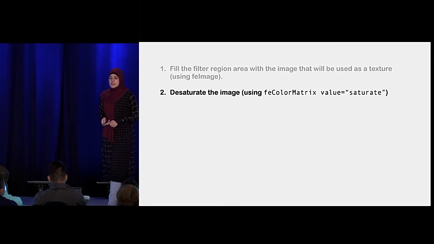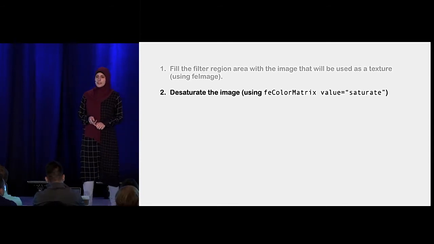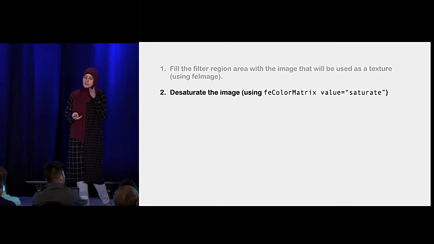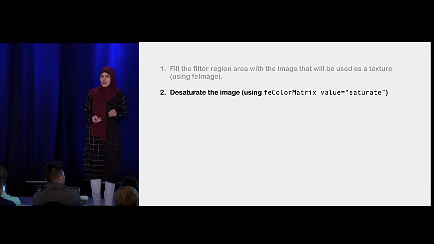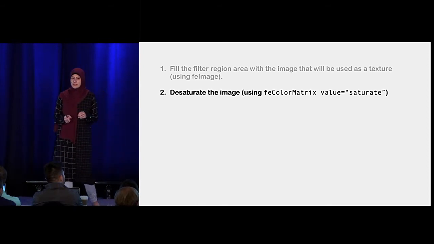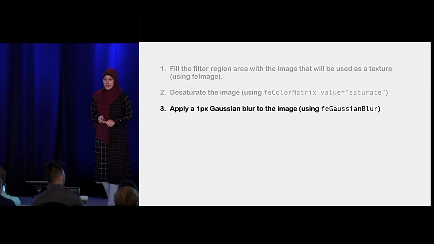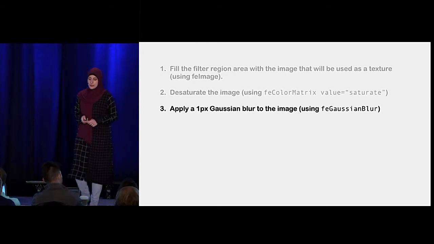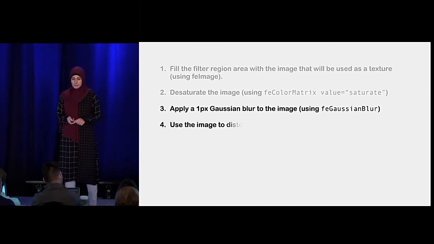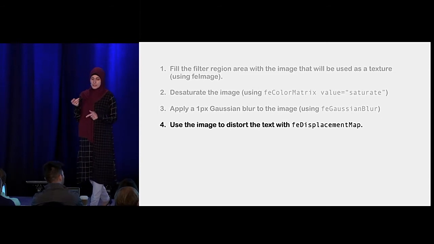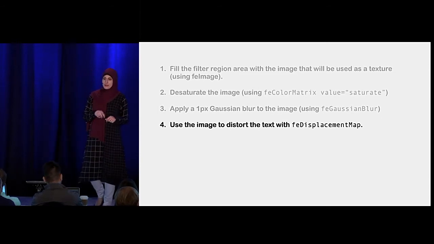You desaturate the image using feColorMatrix that I mentioned before, the one that changes the RGB channels. It comes with a few convenient shortcuts. If you set the type of feColorMatrix to saturate, it allows you to apply a black and white effect to the image. You'll see the code shortly. You apply a 1 pixel Gaussian blur to the image using feGaussianBlur. You use the image that you've just created to distort the text with feDisplacementMap.